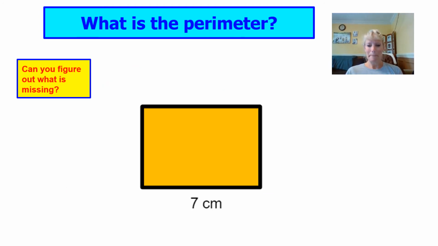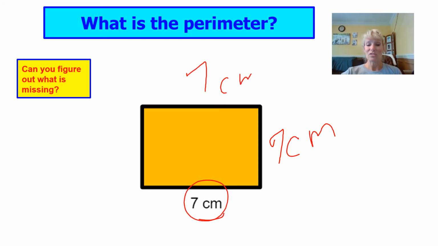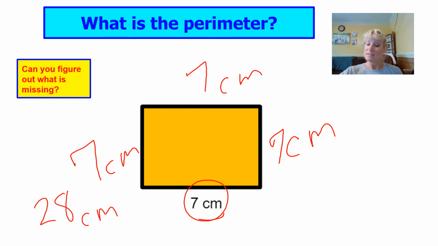What's the perimeter? There's a lot of missing things. Okay, the first thing that I would recognize is that this is a square, or it should be a square shape. I intended it to be a square shape. So if that's the case, then what we know about a square is that all sides are equal. So if this is 7 centimeters, then this is also going to be 7 centimeters. This is also going to be 7 centimeters, and so is this. So now I can just use multiplication. 4 times 7 is 28. So I have 28 centimeters.